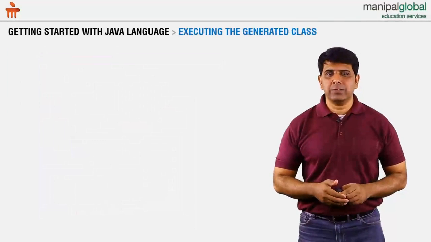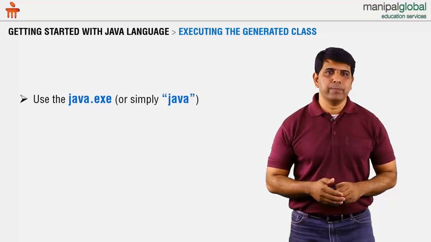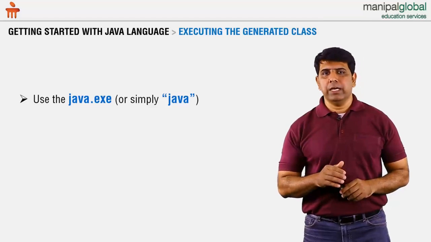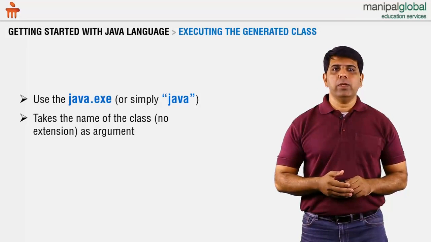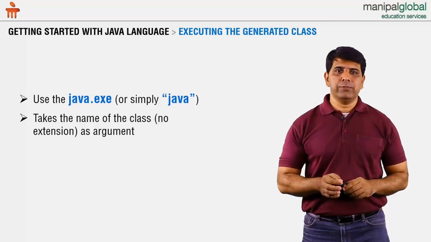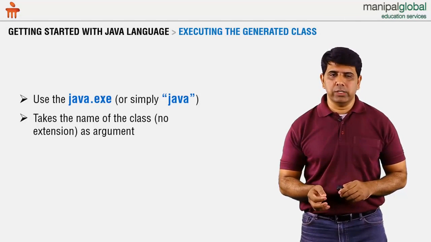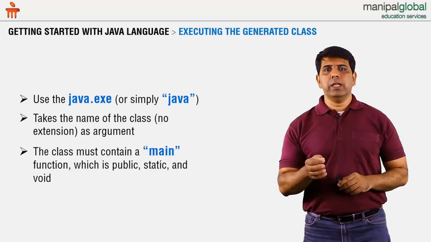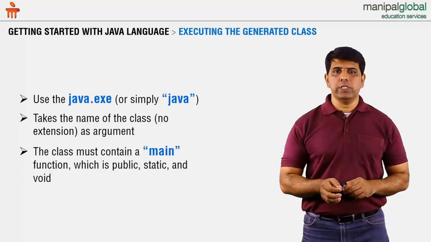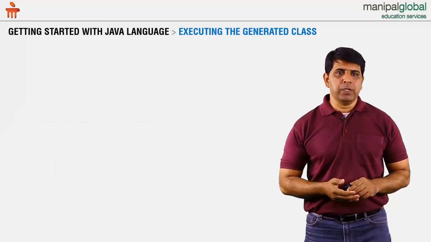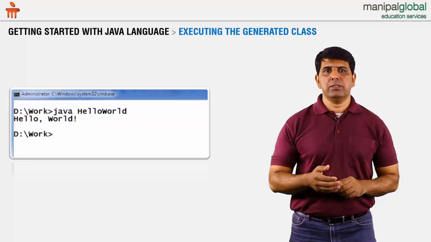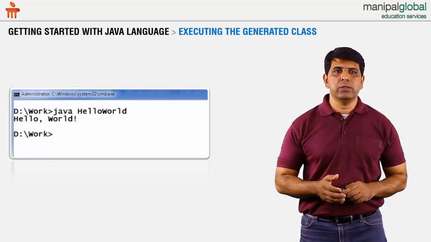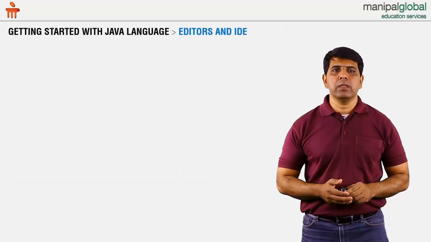Once you have this .class file, all we have to do is execute it. To execute, we take the help of java.exe, or on other platforms simply java. We need to supply the name of the class, and not the file name or the extension, as an argument. The class must contain a main function, which is public, static and void, and the class is HelloWorld. So we just execute using java HelloWorld, and there you go, you have the output hello world.